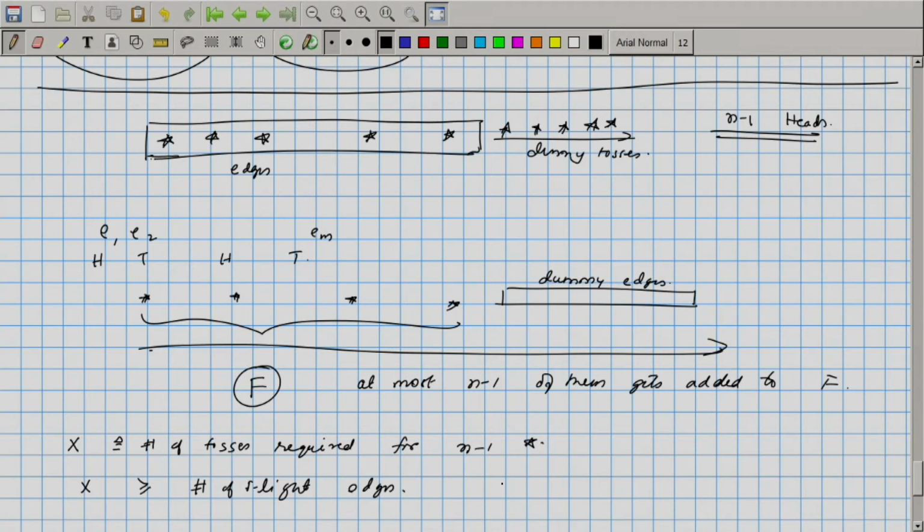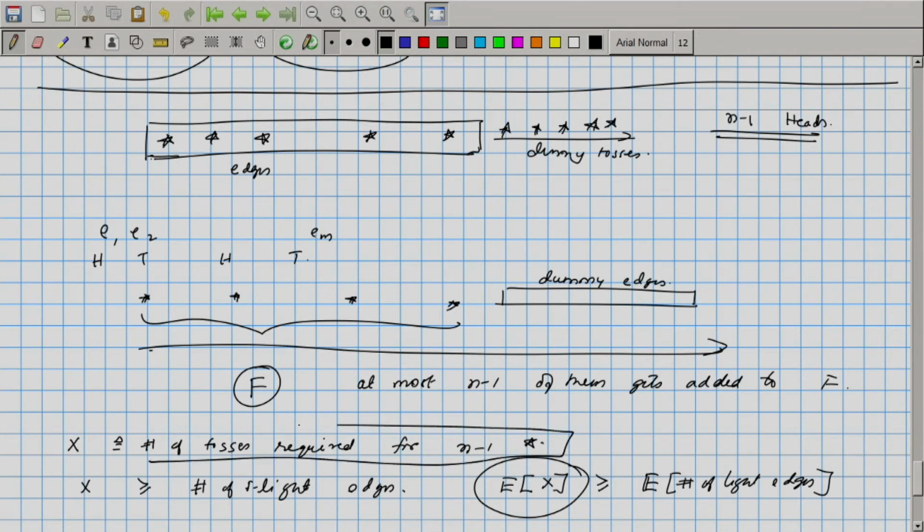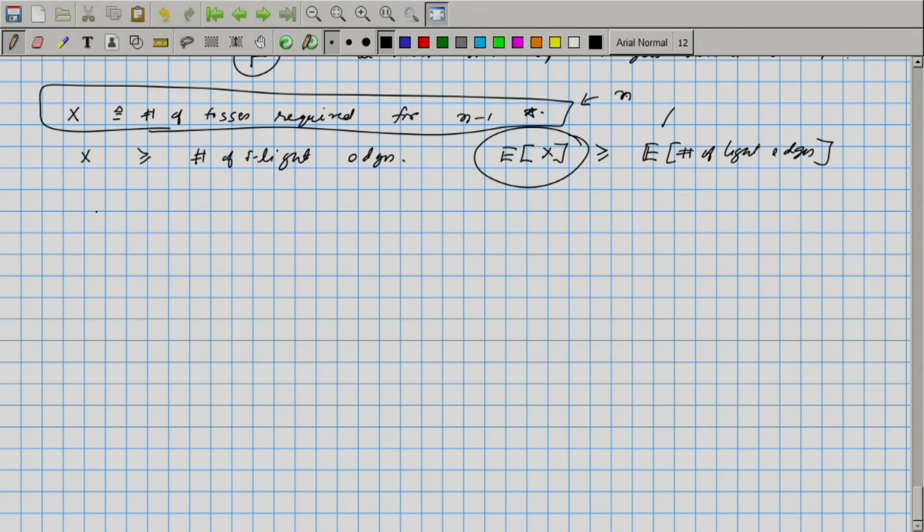Since both these are positive, we can say that the expected value of x is going to be greater than the expected number of light edges. So, that is certainly an upper bound on the number of light edges. But x is just tossing coins till you get n minus 1 stars. If each coin has bias p, the number of times you have to toss to get 1 heads is 1 by p. So, the expectation of x is nothing but n by p, where p is the bias of the coin, or n minus 1 by p.